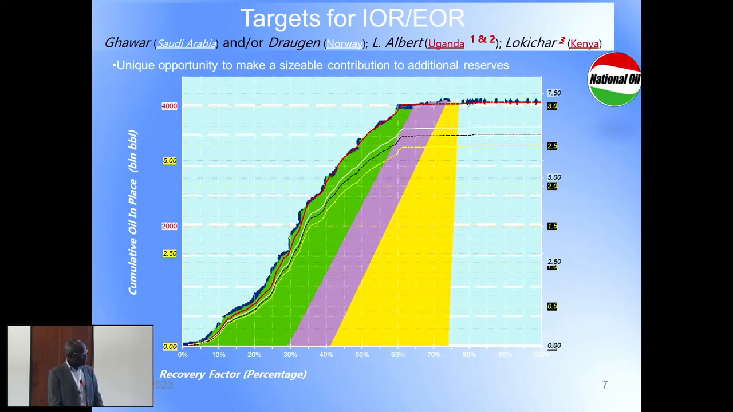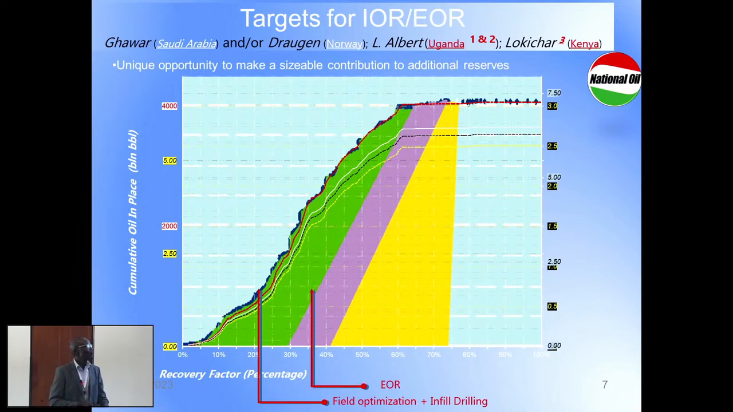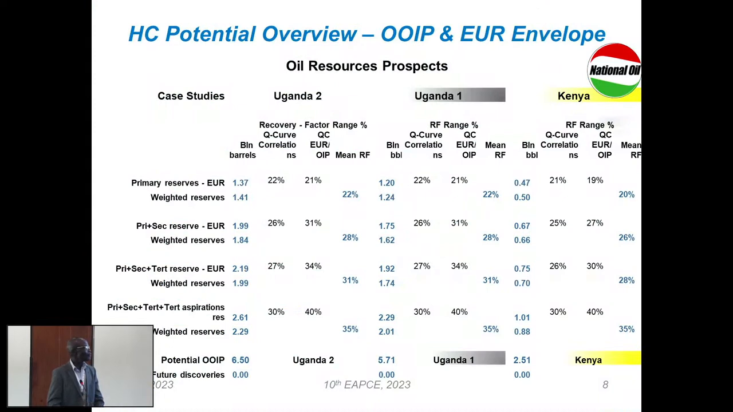Of course, all of them are still somehow correlated with the mature hydrocarbon provinces. The highlight of this is the reference curve, and we have Uganda 1, 2, and Kenya. Let's see the figures as we roll ahead. So field optimization, drilling, and infill peaks at a point when we've produced the field over time from primary energy. Then we get to the second one, EOR peaks, and of course we've got aspirations of EOR as well. So let's crunch the numbers.